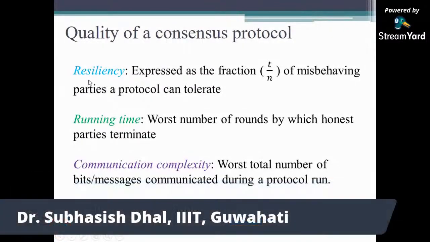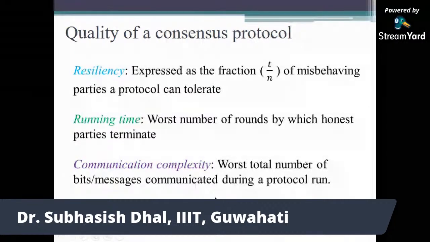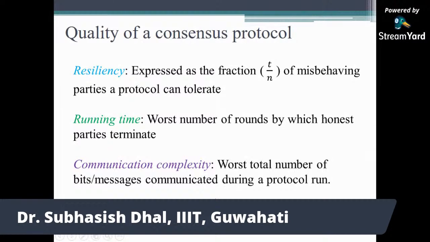According to the first factor, resiliency, it is expressed as the fraction of misbehaving parties a protocol can tolerate. That means, what fraction of the total nodes are malicious, and how much of that fraction can be tolerated by the proposed protocol? If this value is greater, your protocol is more resilient. If this value is lower, your protocol is less resilient.